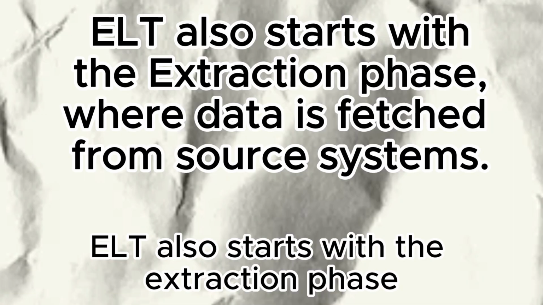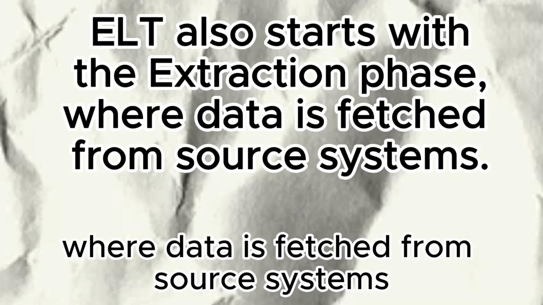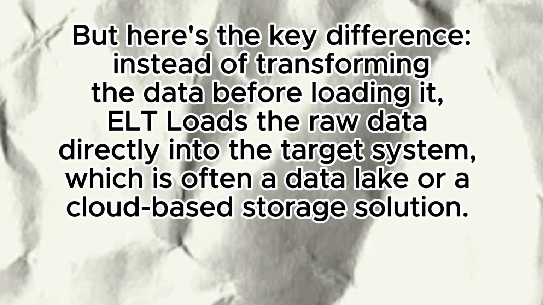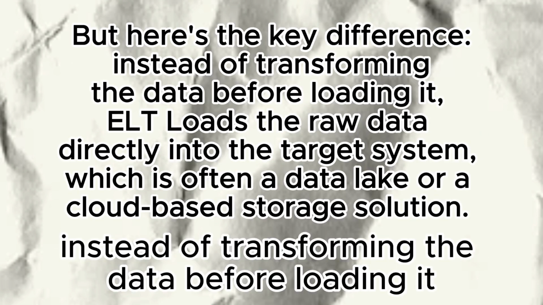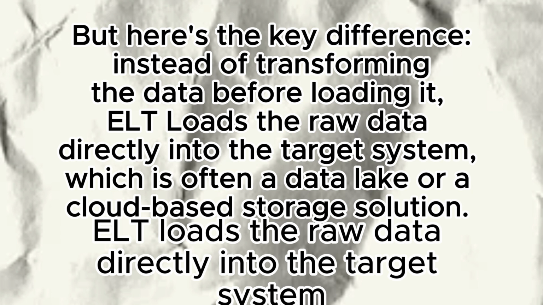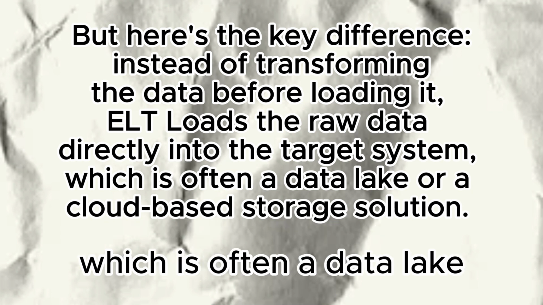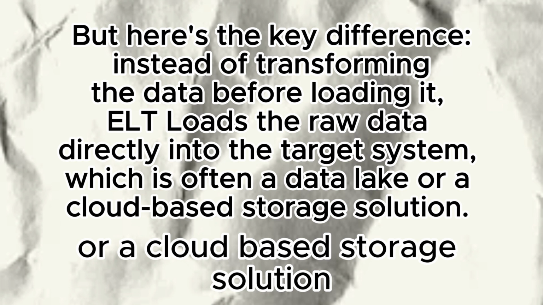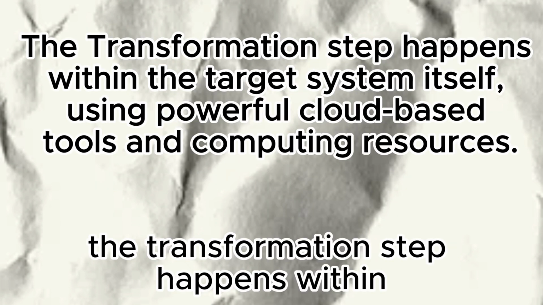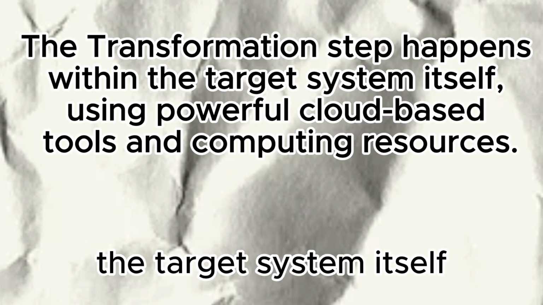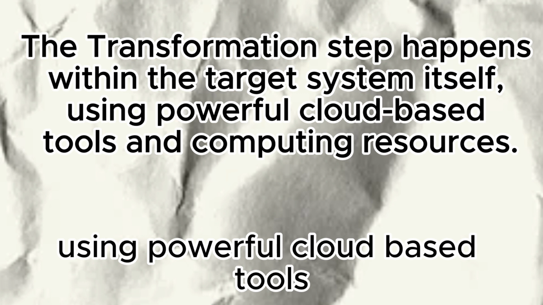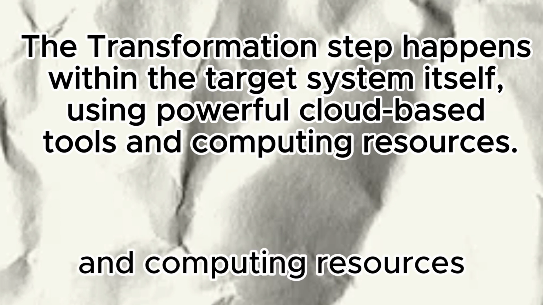ELT also starts with the extraction phase, where data is fetched from source systems. But here's the key difference. Instead of transforming the data before loading it, ELT loads the raw data directly into the target system, which is often a data lake or a cloud-based storage solution. The transformation step happens within the target system itself, using powerful cloud-based tools and computing resources.